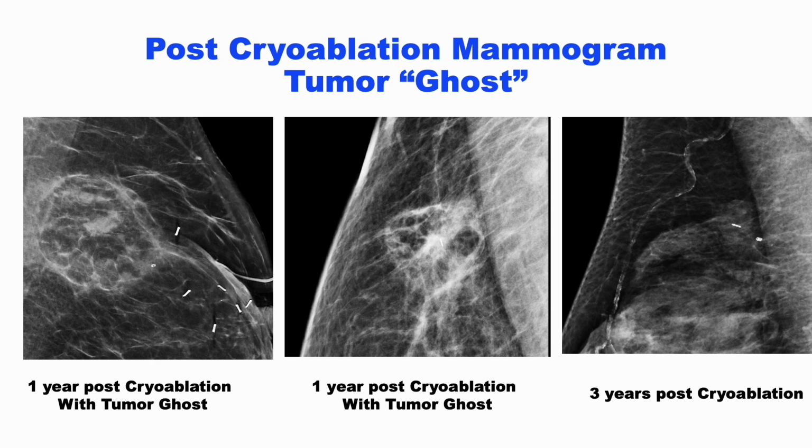Mammographically, the cryoablation site is typically characterized by a thin spherical scar or cryoball that roughly corresponds to the size and shape of the ice ball that was created at the time of the cryoablation procedure. The cryoball is more apparent in fatty breasts and more subtle in dense breasts. Another common mammographic feature of a cryoablated mass is a tumor ghost, which is a visible remnant of the dead cancer mass that disappears over time.